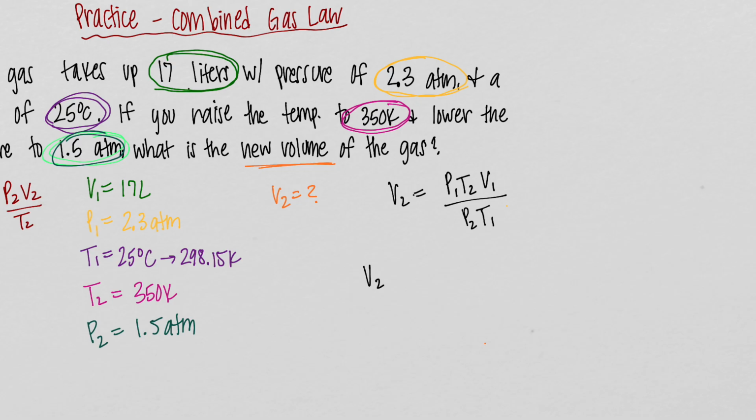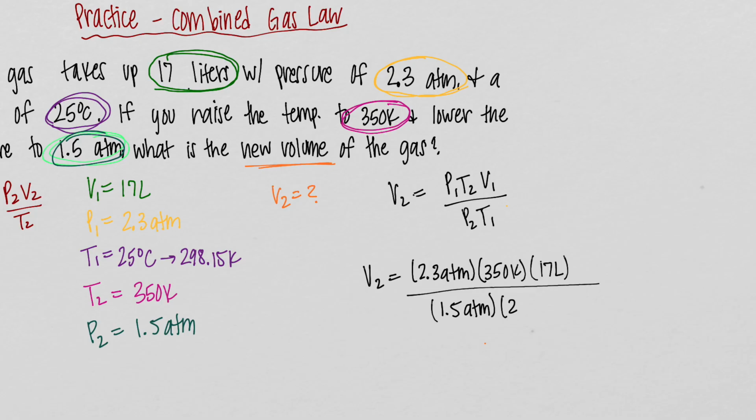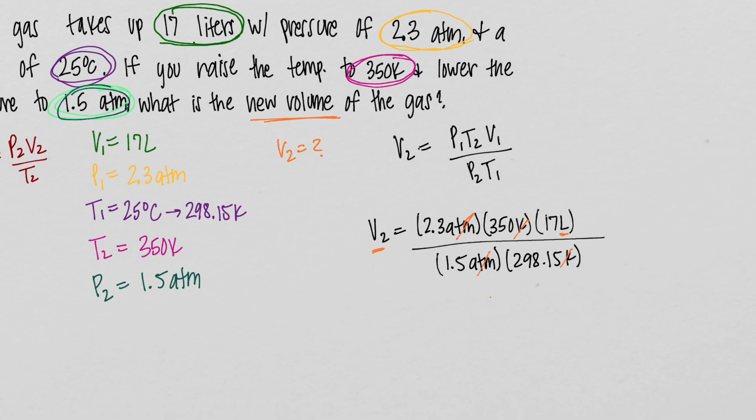So all we have to do is plug them in. So P1, T2, and V1, divided by P2 and T1. If you were to take a look at all of the units, right, you can tell these cancel, the kelvins cancel, and we're left with liters, which is what we want because we're dealing with volume here.